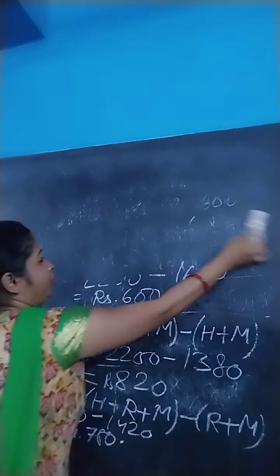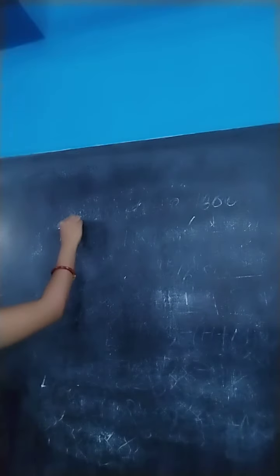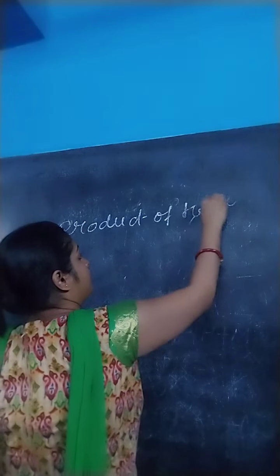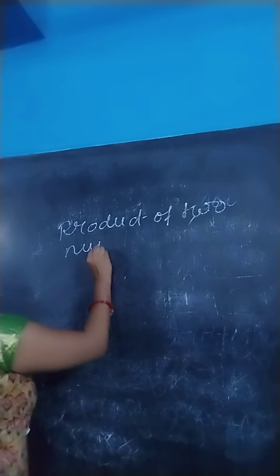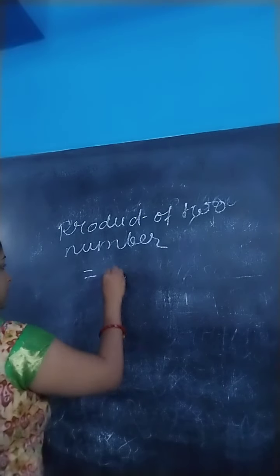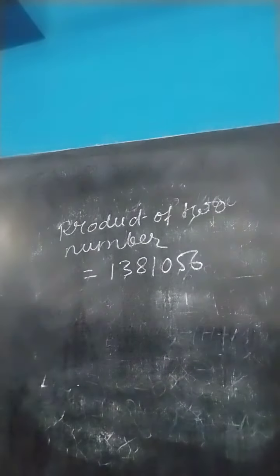Now, last sum for today. It is given that the product of two numbers is 1381056. This is the product of two numbers.